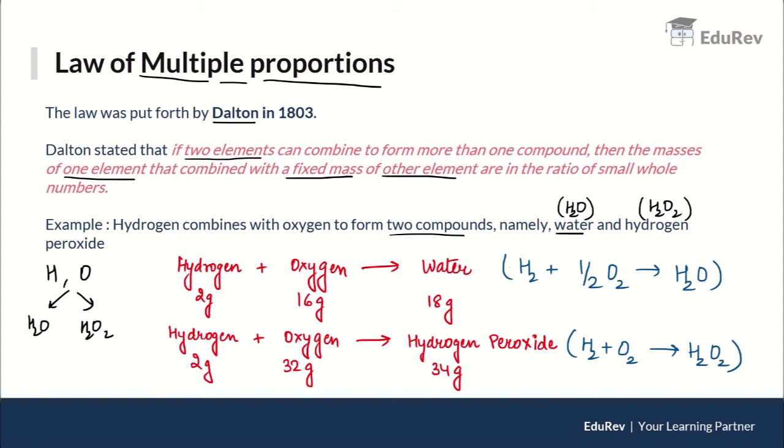Now as per the law, it says if one element combined with a fixed mass of the other element. So the fixed mass of the other element here refers to the mass of hydrogen, right? Then the ratio of the masses of the second element will be a small whole number ratio. So if I take the ratio of masses of oxygen, that comes out to be 16:32, and the simplest ratio will be 1:2, right? So this was stated by Dalton.